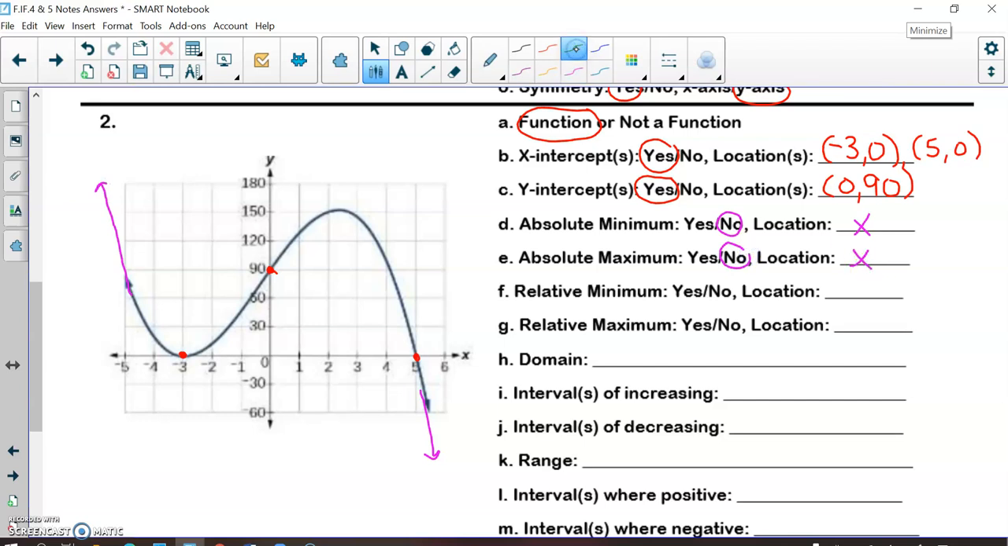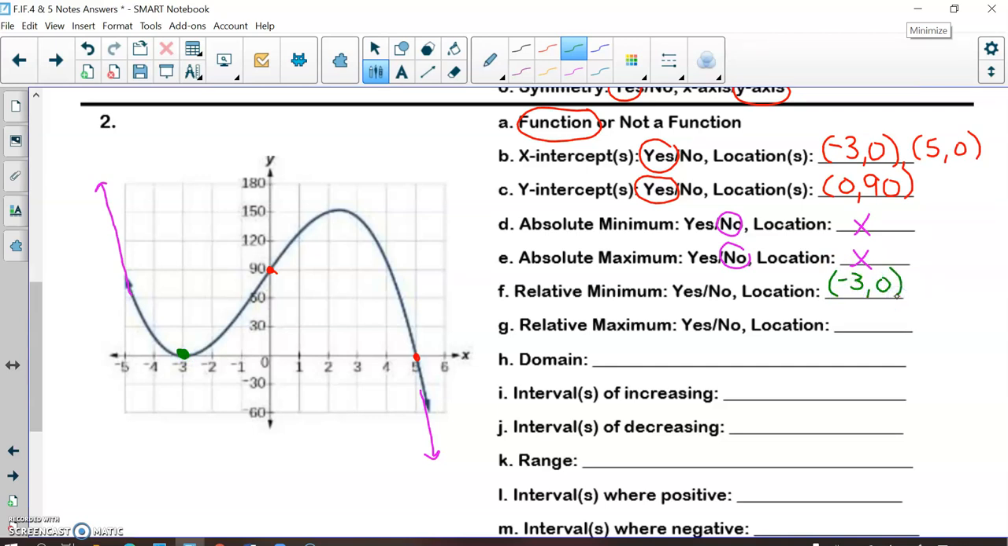Now, even though we don't have an absolute maximum or minimum, we do have relative maximums or minimums. A relative minimum is going to be a low point on the graph, even though it's not your absolute low point, but we do have a low point on the graph. It is the point (-3, 0).